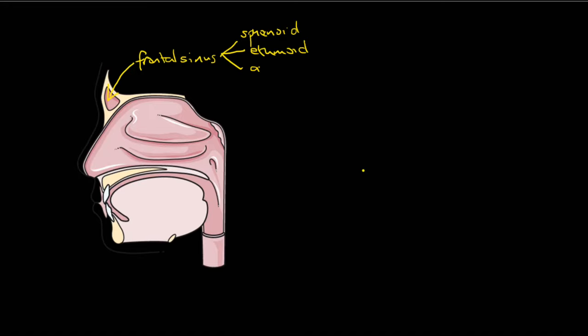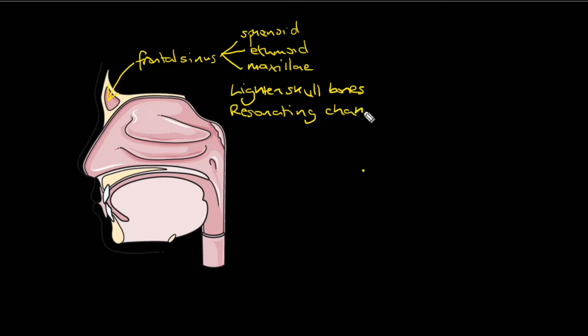and the maxilla sinus. And the functions of these is, A, to lighten the skull bones, so they're full of air. So lighten the skull bones. And also, one of the other functions is they serve as resonating chambers for speech. So very much involved in that.